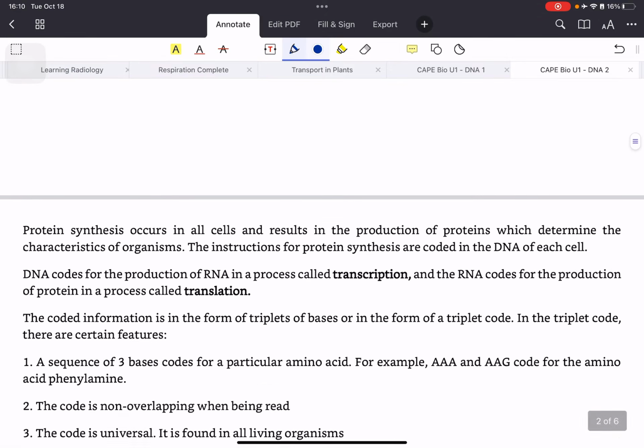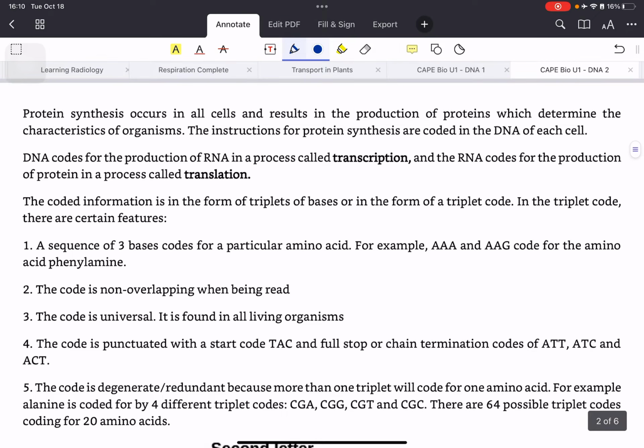So first of all, we should learn about protein synthesis. Protein synthesis is important for all cells, and it results in the production of proteins that determine all the characteristics of any living organism. The instructions for protein synthesis are coded in the DNA, but RNA is the one that actually carries out the protein synthesis. So there are two processes involving RNA: transcription and translation. We see that here and here.